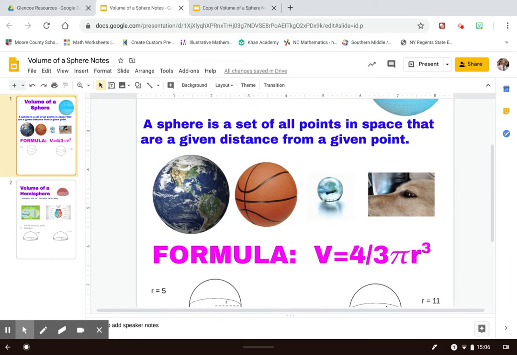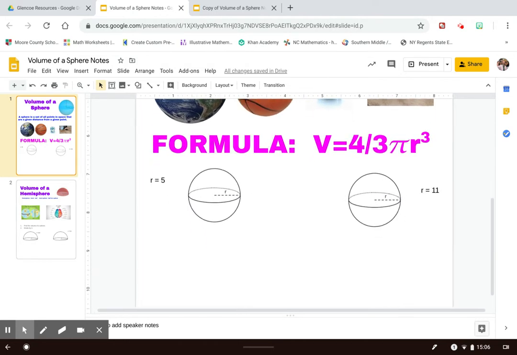There are spheres all around us in the world. Of course, the Earth itself, the moon, the sun, and all of our planets are spheres. A basketball and any other kind of ball that you use in sports other than a football is a sphere. A marble is a sphere. Even the picture of my dog's eye, the eye is a sphere. So spheres come in many sizes and are in many places.